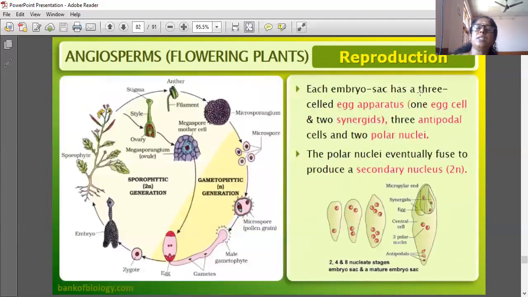Each embryo sac has an egg apparatus. This is the egg apparatus, and these are the antipodals. And these two are the central cell, two polar nuclei. Three structures are there. Afterwards, these polar nuclei combine together to form the secondary nucleus.